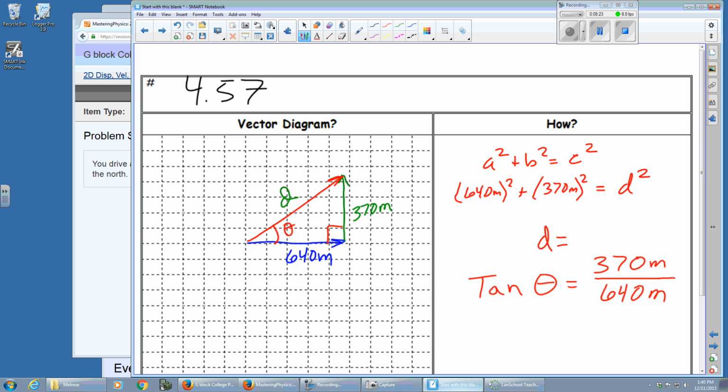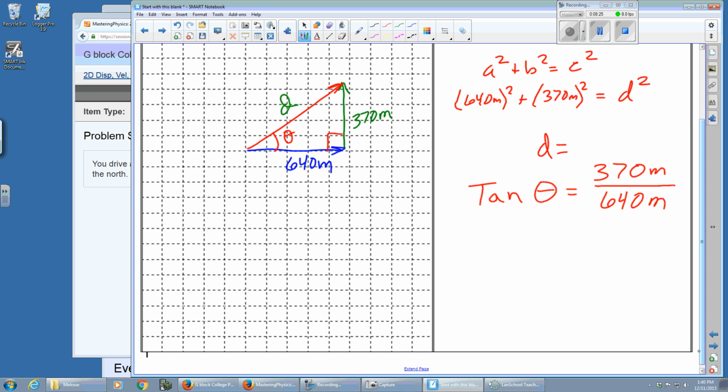TOA, tangent, opposite over adjacent. Now to get theta, I need to do the arctan of both sides. So I get theta, because the arctan of tan is theta.